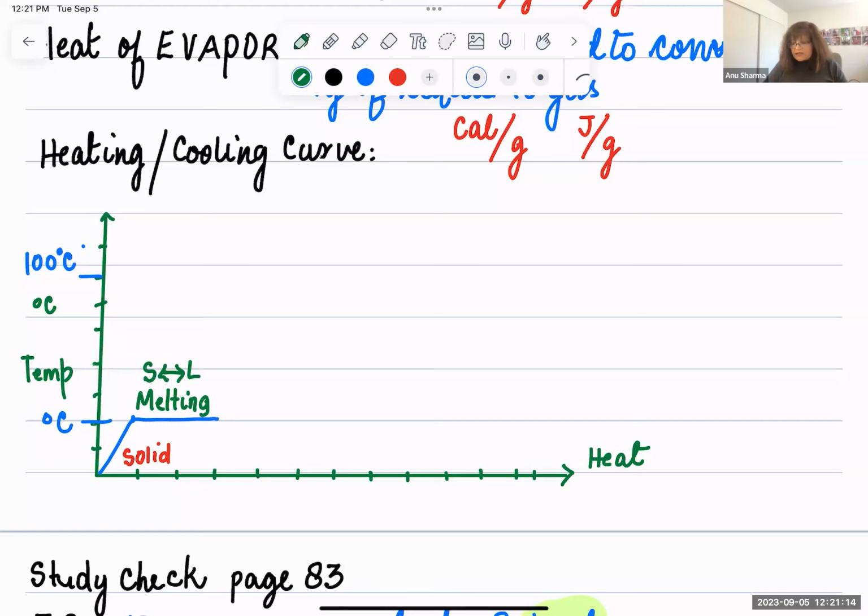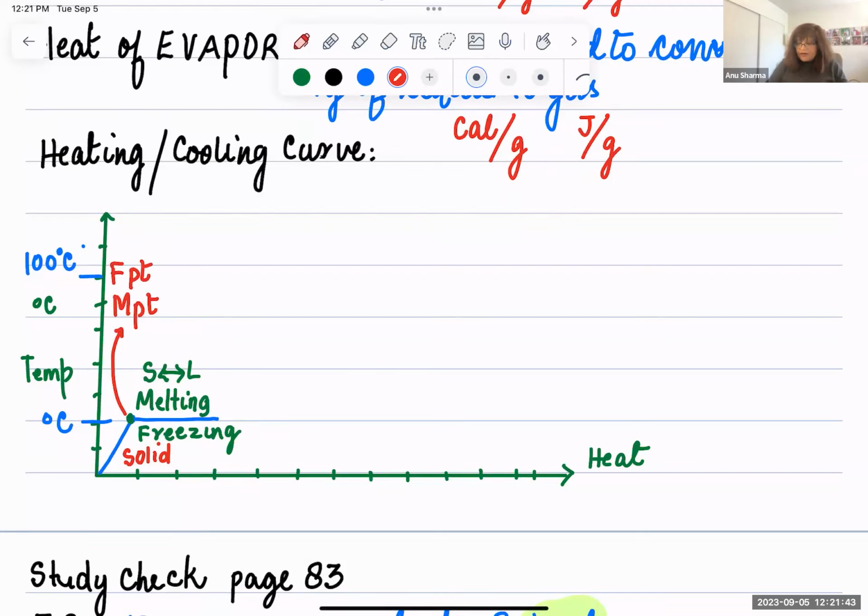So in other words, fusion, melting, and freezing occur at the same time, the same amount of heat is being exchanged. So the temperature stabilizes. This temperature right here is the freezing temperature. So this is the melting point or the freezing point. Melting point and freezing point.